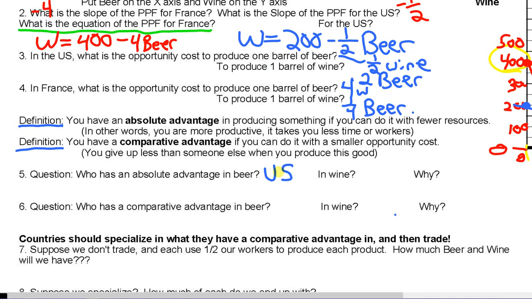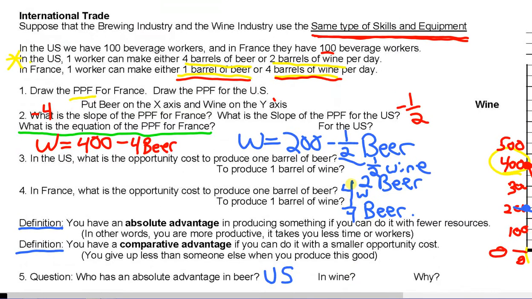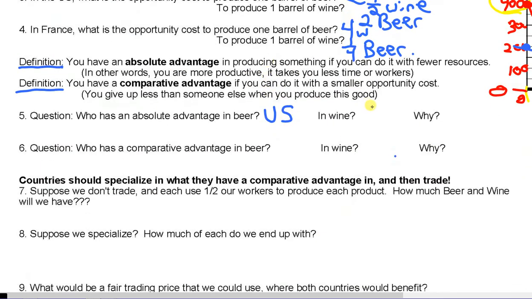In wine, how about an absolute advantage? Well, France, in this example, can make 4 barrels of wine a day compared to only 2 per day in the U.S. So, France. Now, it could be the case that the United States was better at both, or France was better at both. So, there's no reason why one country has to have an absolute advantage in one but not the other. It just so happens that's the case here.